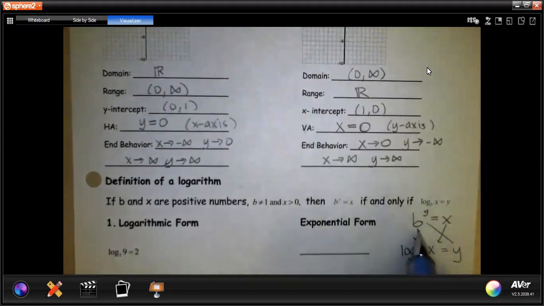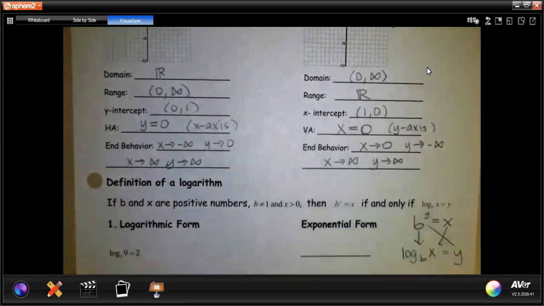You have to be able to know how to convert from an exponential to a log and a log to an exponential. That's going to help us when we get to solving. When we're solving for an exponent, we can use a log. By converting, then you're taking that exponent out.